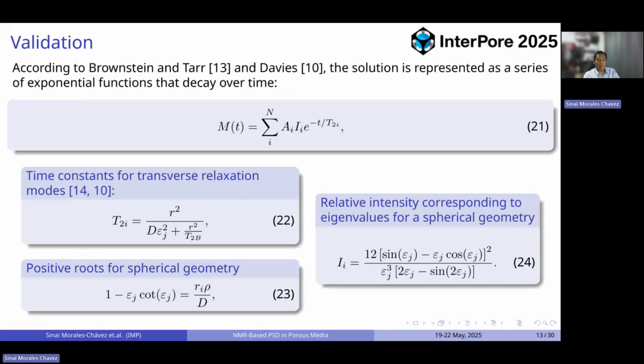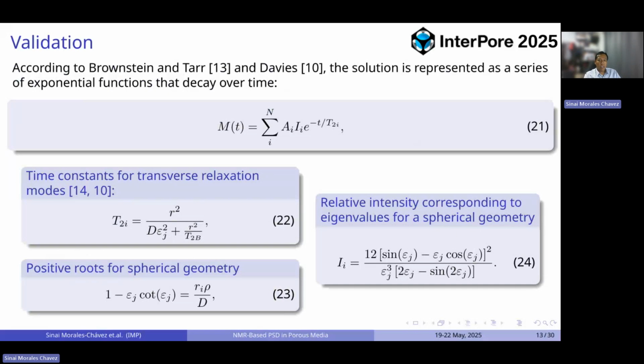To validate the numerical implementation, we compare our finite element result with the semi-analytical solution originally proposed by Bronstein and Tarr and later extended by Davis. In this framework, the magnetization decay in a spherical pore is expressed as a sum of exponential modes, shown in equation number 21. Each mode is associated with a distinct transverse relaxation time T2i, determined by both the pore radius and the diffusion relaxation coupling.